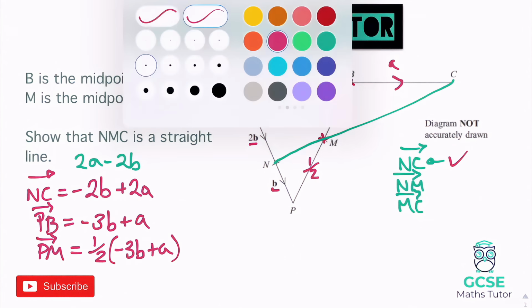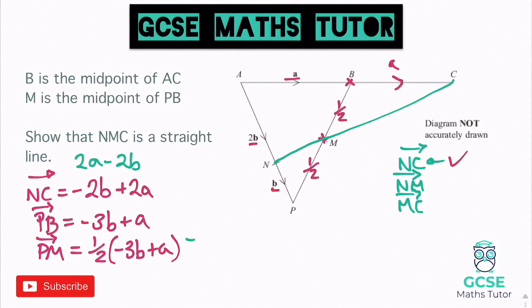Okay, so if we expand that, let's have a look. A half times minus 3. Remember, you can always think of these as fractions over 1. So a half times minus 3 is minus 3 over 2. So minus 3 over 2b plus, and a half times 1a is a half a. So plus 1/2 a. There we go. And that's our vector p to m.